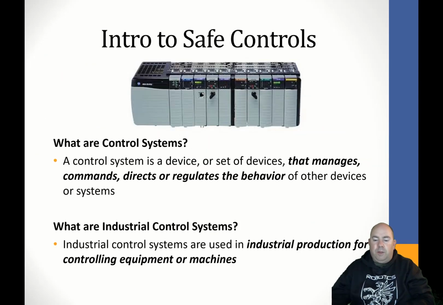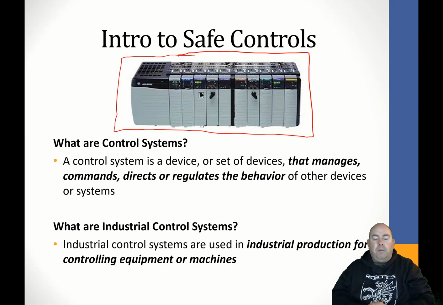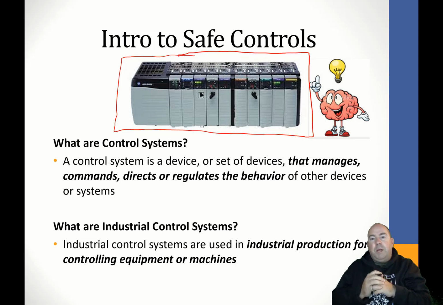So what is this thing up here? If anyone can identify that, that is a PLC, or a programmable logic controller. We do 2 courses in our program dealing with programmable logic controllers. You're going to learn how to program those and control automation systems with them. So what are control systems? A control system is a device or a set of devices that manages, commands, directs, or regulates the behavior of other devices or systems. So basically this is the brains behind your automation system.